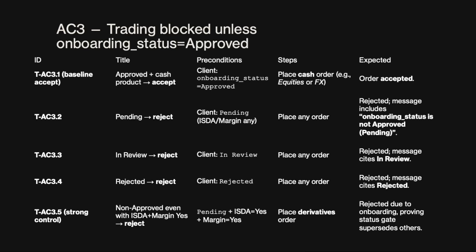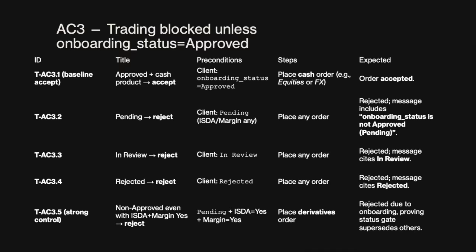Test AC 3.5, strong control, precedence check. Client is not approved but does have ISDA equals yes and margin equals yes. We submit a derivative order. Expectation, rejected due to onboarding, proving the status gate supersedes legal and credit readiness. ISDA and margin are validated in AC4 and AC5, but they cannot bypass AC3.